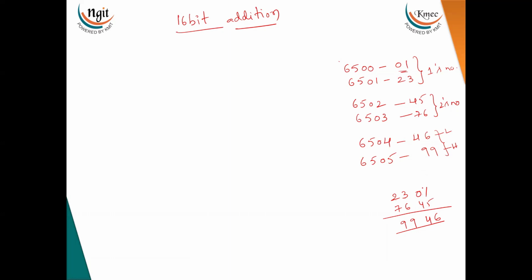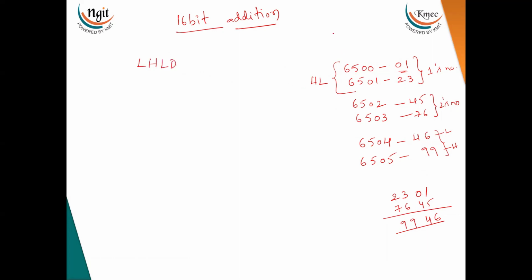Always remember that the lower byte will be loaded into the lower location, and the higher byte will be loaded into the higher location. Now I have to assign these values to the HL pair. Let me check what the instruction is to load these values into the HL pair. For that, I have to use LHLD.